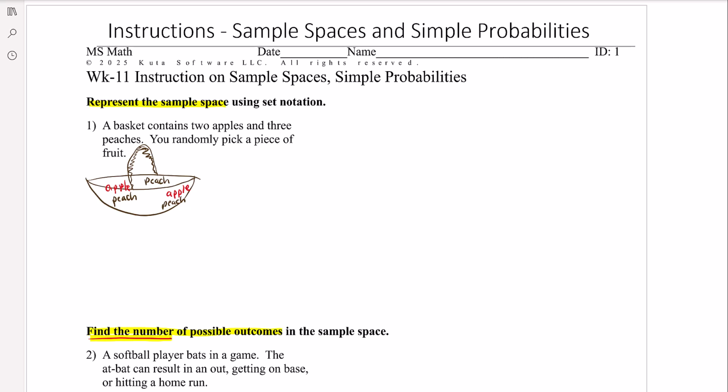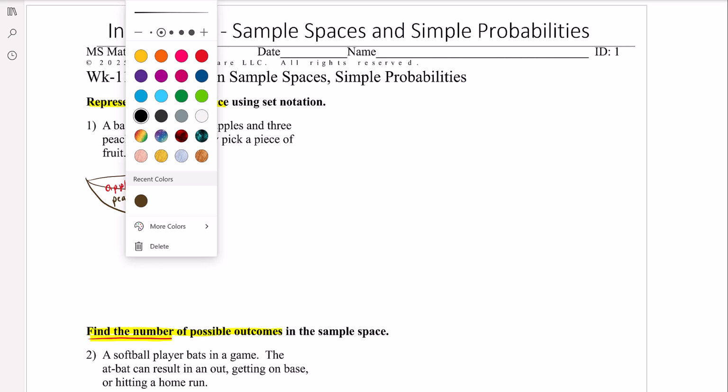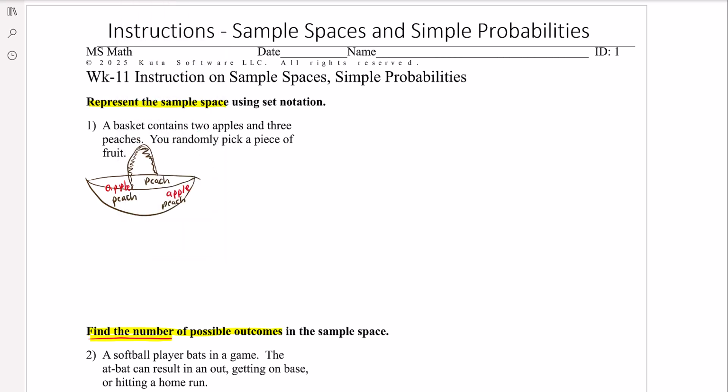Okay, instructions on sample spaces and simple probabilities. What I recommend is for the week before and after spring break, introduce these topics and have students give feedback. Asking them questions first and having them make predictions is probably a good technique, rather than just directly stating and then having them take a note.